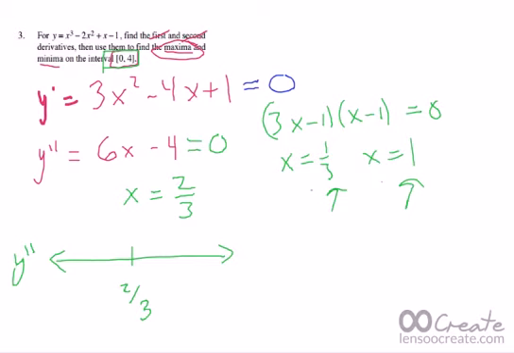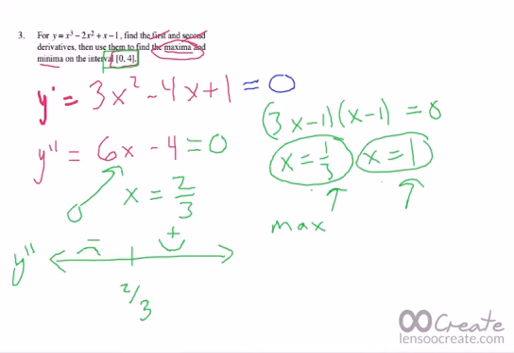Before 2/3, so let's put a number like 0 into our second derivative. If I put a 0 in, I get a negative number, which means we are concave down. If I put a number like 1 or 2 or 3, any number greater than 2/3 in, I get a positive number, which means we are concave up. So before 2/3, we are concave down. Therefore, x equals 1/3 must be a local maximum. After 2/3, we're concave up, so x equals 1 is going to be our local minimum.